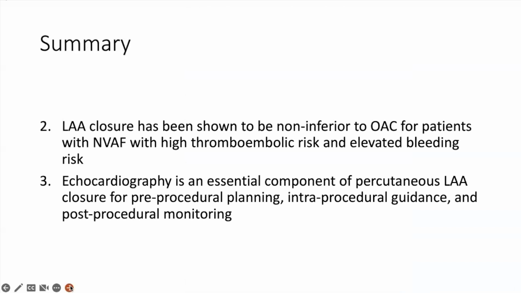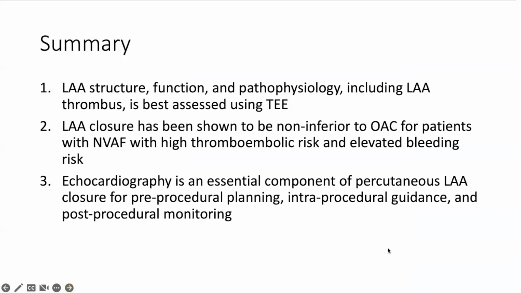So in summary, what's happening? Okay. So left atrial appendage structure and function, pathophysiology is best assessed using TEE. The closure of the left atrial appendage with percutaneous devices has been shown to be non-inferior to anticoagulation for patients who have non-valvular AFib, who are at high stroke risk and high bleeding risk. And echo is a very important part of the pre-procedural planning, the in-procedural guidance, as well as the post-procedural monitoring. So thank you, everybody.